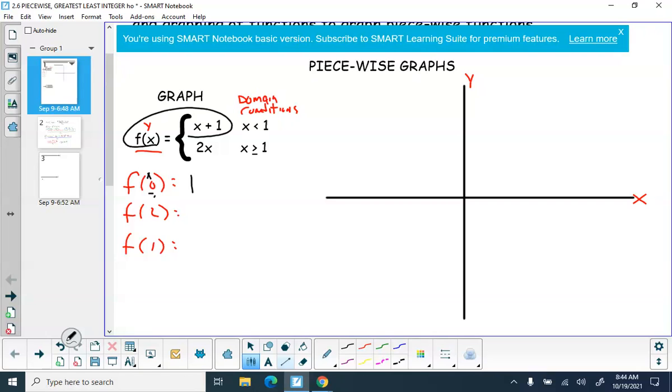Kylie, what's our function value at 2? 4. We have to use the bottom one because we're greater than or equal to the value 1. 2 is greater than or equal to 1, so I have 2 times 2, which is 4. Then if x equals 1, Courtney, what's our y value? 2. Because I'm equal to a value of 1, I'm going to use 2 times 1, which is a value of 2.